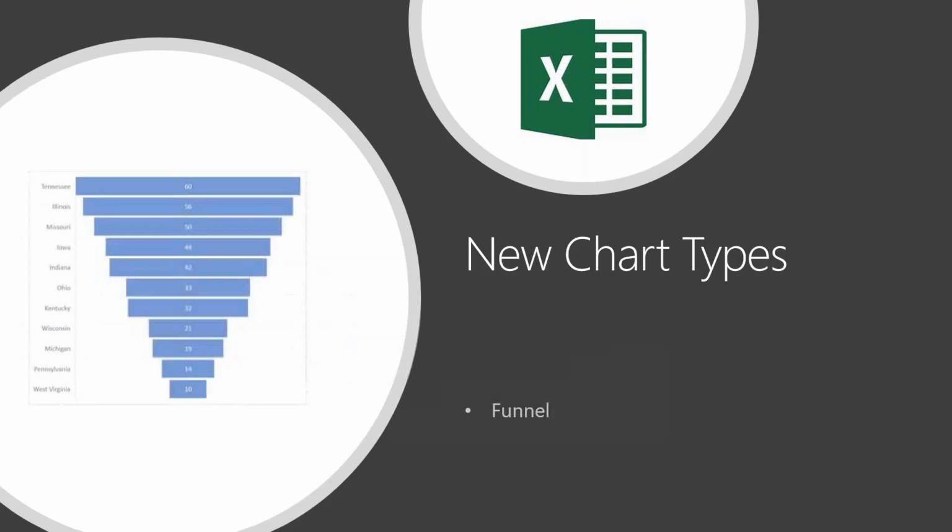We talked a little bit about the funnel earlier. The funnel is a good way for data that gets progressively larger or smaller within each of those data points. So we can see here that Tennessee had 60 all the way down to West Virginia, which had 10, and we can see that it breaks it down in a nice orderly fashion, creating a funnel, highest to lowest.